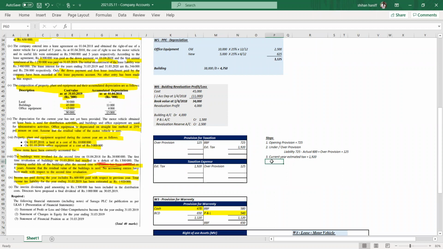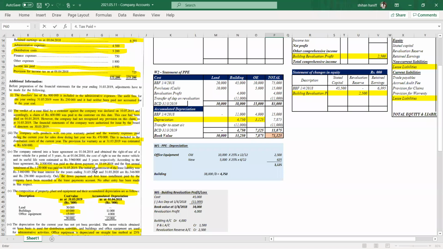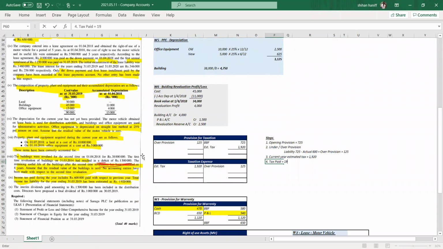Okay. Then the fourth step is tax paid. The tax paid amount is income tax paid 1,950. So that will be debited to the provision account.